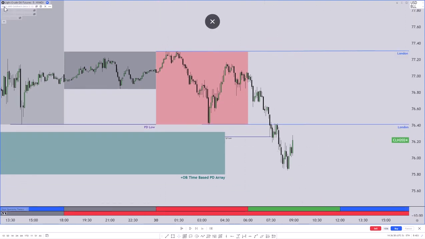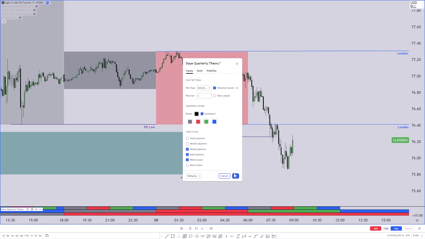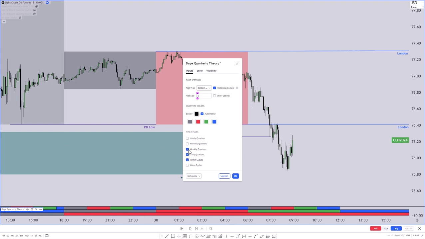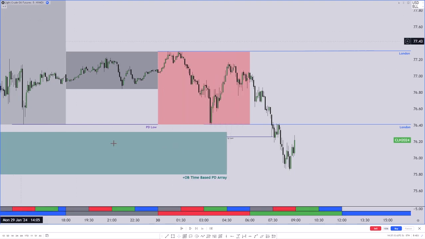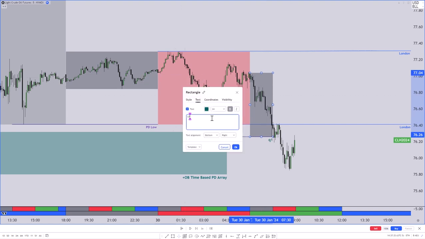Before we can do that, we need to come to our quarters and enable the micro 90-minute cycle range, which are these ones right there, right? And then we can remove the weekly profiles because for this time frame, we don't need them. Okay. So this is our accumulation, right? Right there. Which is Q1. Just like that.